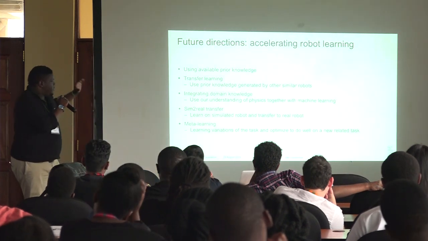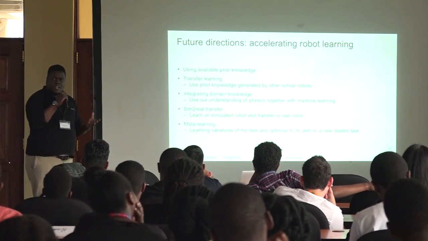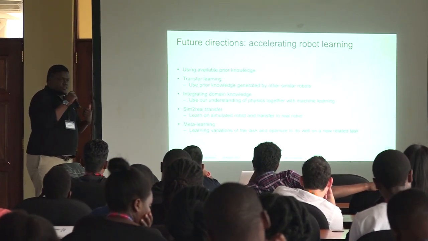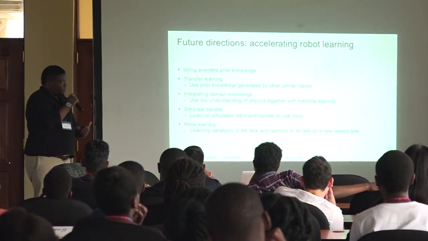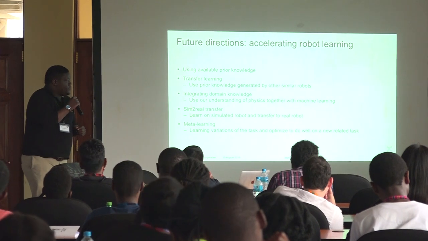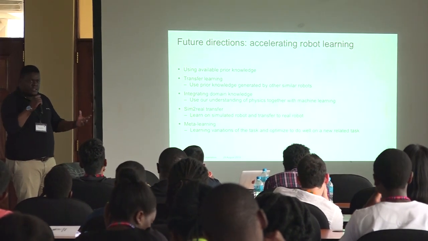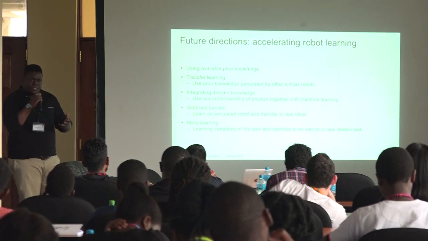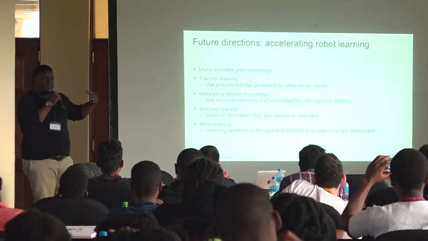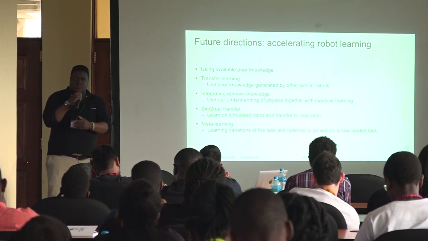The common thing amongst these approaches is the idea of using any available prior knowledge to accelerate your learning process. The first one, which I've worked in, is if you have multiple robots that are trying to learn the same tasks, instead of each robot learning from scratch, can we reuse some of the data the robots generated in order to accelerate learning for new robots?